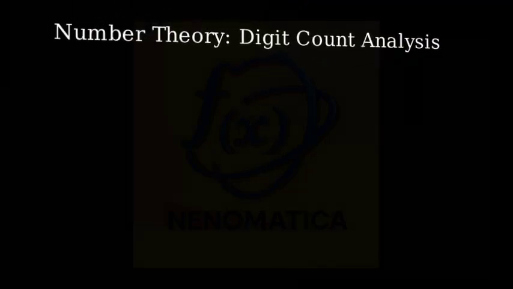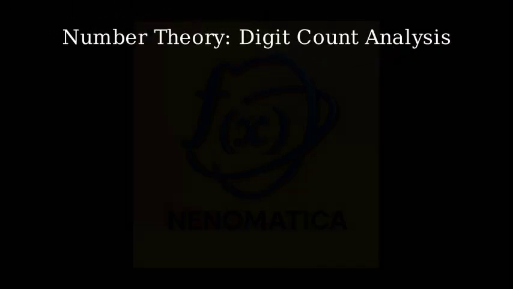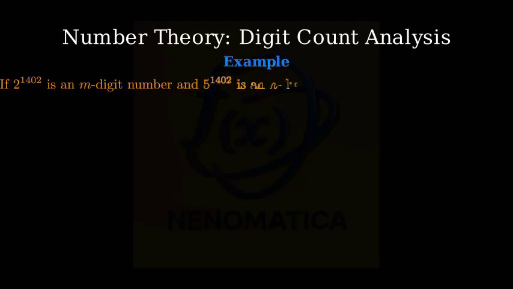Today we're going to solve a fascinating number theory problem involving very large powers. Let's look at our problem. If 2 to the power of 1402 is an m-digit number, and 5 to the power of 1402 is an n-digit number, we need to find the value of m plus n.